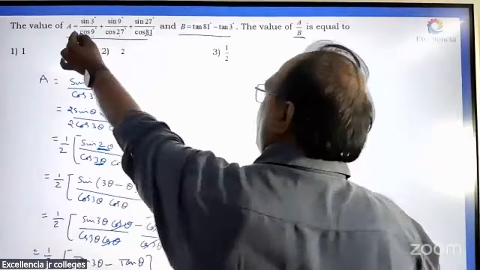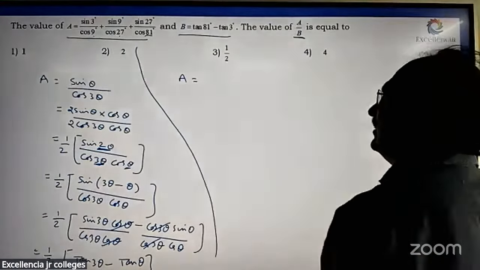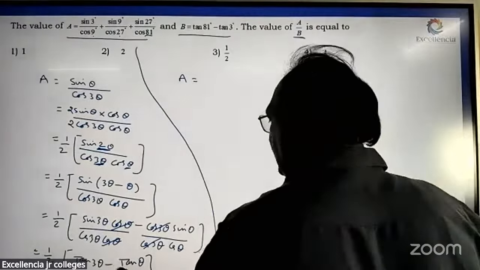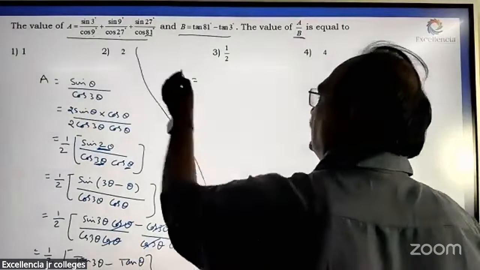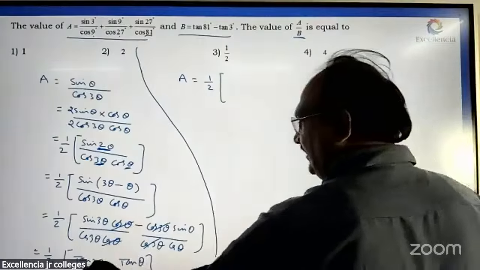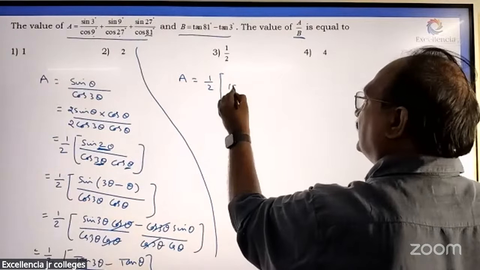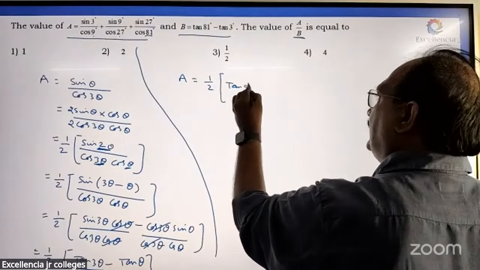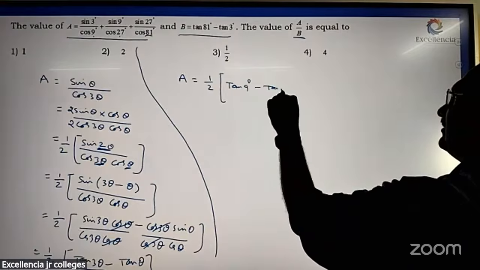Now I would like to write the same sequence, the same series. A is equal to... In the place of theta, you take 3 degrees. Then what do you get here? Half into, I am going to sum up all these. That is tan 3 theta, tan 9 degrees, minus tan theta, tan 3 degrees.